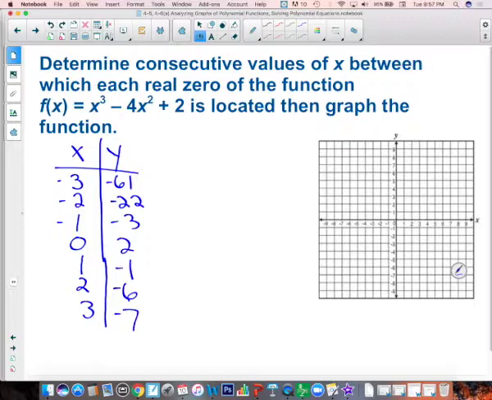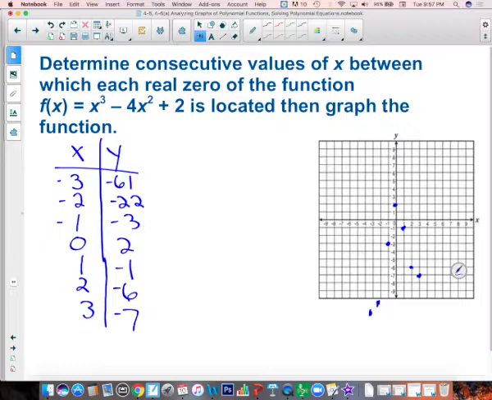let's graph those points and see what it looks like so far. So negative 3, negative 61, that's way down here. Negative 2, negative 22, that's way down here too. Negative 1, negative 3, that's a nice point that we can graph. 0, 2, right there. 1, negative 1. 2, negative 6. And then 3, negative 7. So you can see that it's kind of leveling off down there, so it might turn back up.